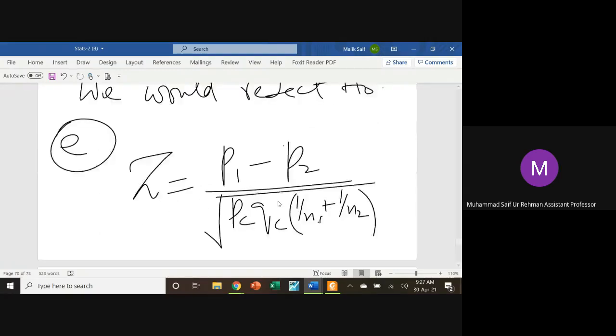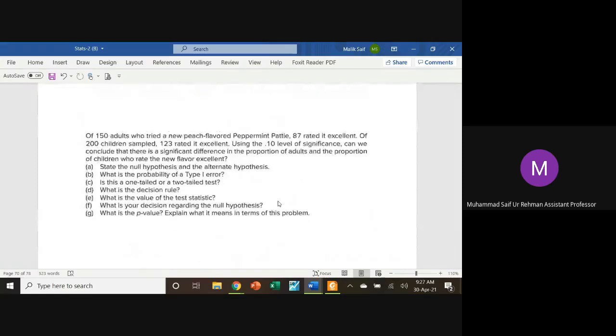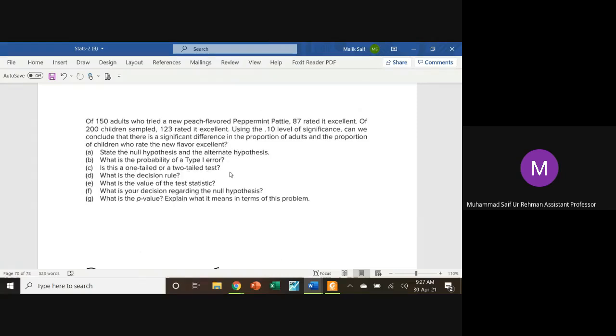So let us come to the question. If you see, 150 adults who tried a new peach flavored peppermint patty, 87 rated it excellent. So 87 rated it excellent out of 150. So 87 is your x1, and n1 is 150. Similarly, when you see the second population, 123 is x2 and 200 is n2. So this is what you will write over here in the formula.